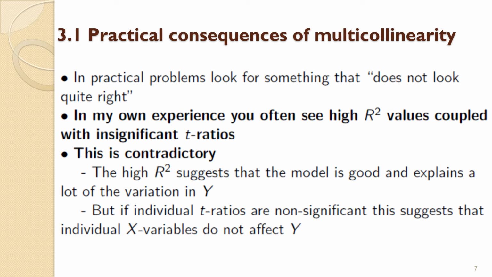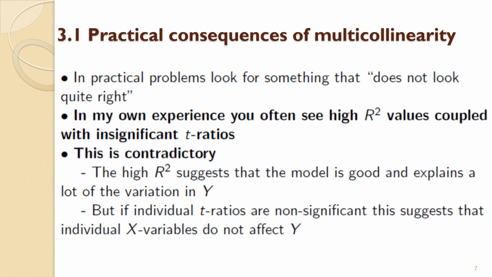T ratios are non-significant, which suggests that the individual x variables do not affect y. Okay, so what is going on here is that you've potentially got quite a complex problem and interrelationships between the x variables, precisely this issue of multicollinearity. So it's obvious that there's some sort of relationship between the x values and the y values because the r squared value is high, but because the x variables themselves are interrelated, it's quite hard to isolate the impact of the individual x variables upon y.